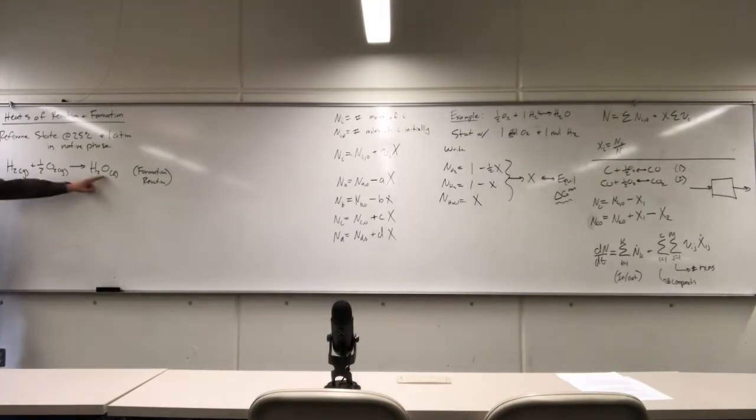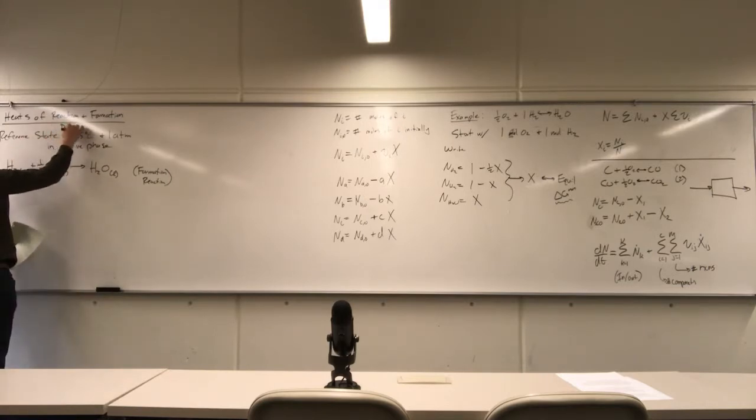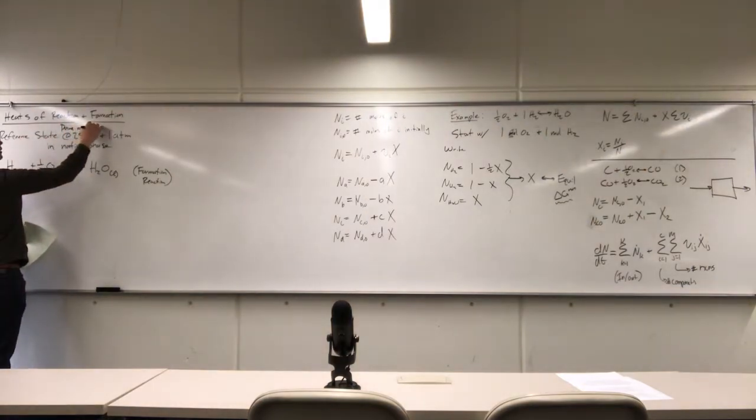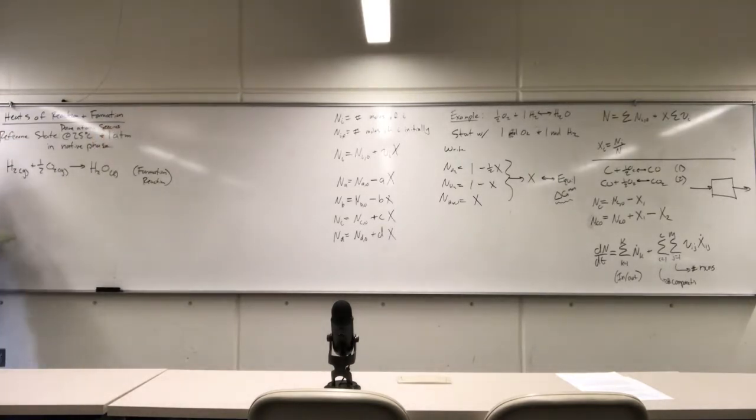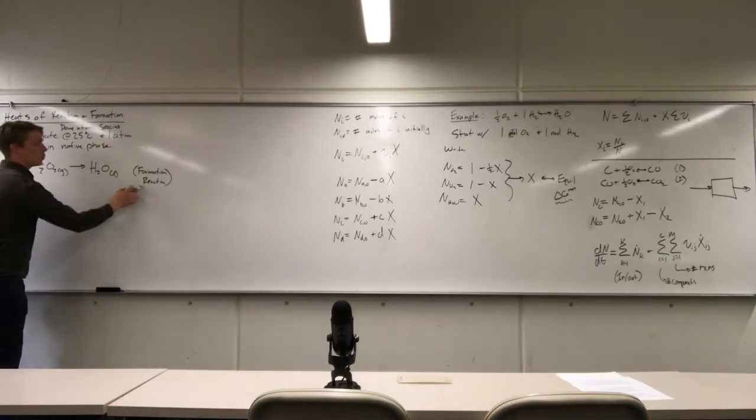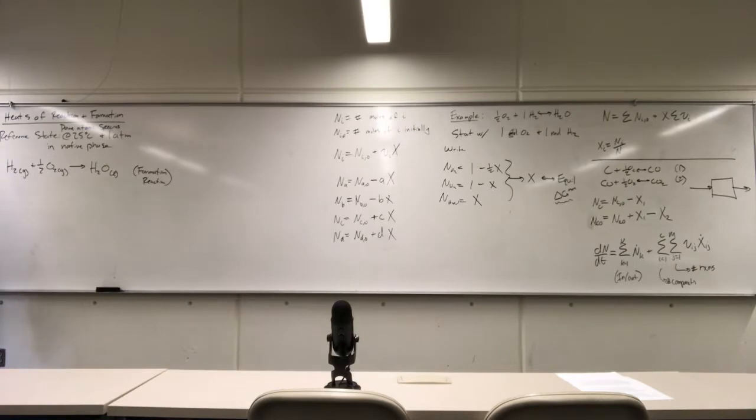We are forming a material out of pure atomic species. Oh, sorry, I forgot to say that. The reference state is pure atomic species, which means that if this reaction is being performed at 25 degrees C in 1 atmosphere, this is going to be our formation reaction.